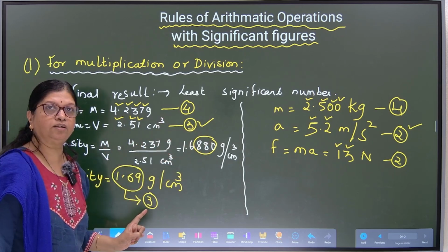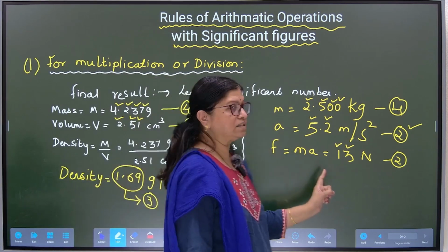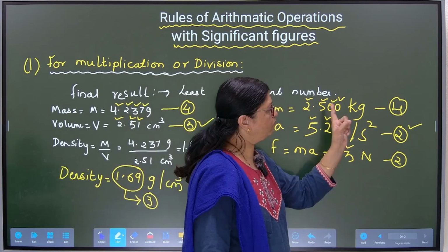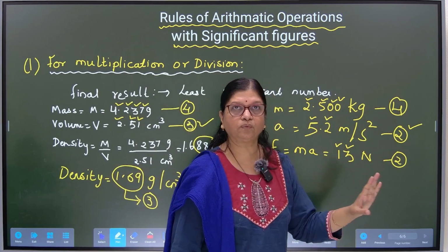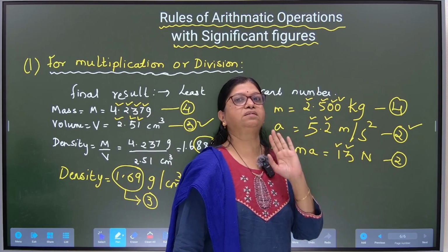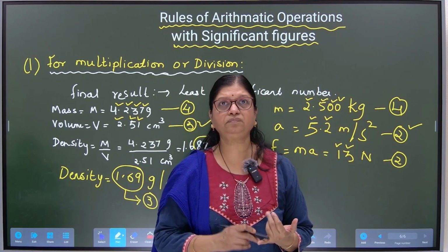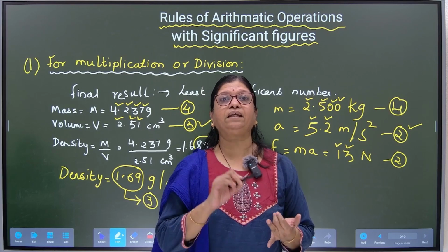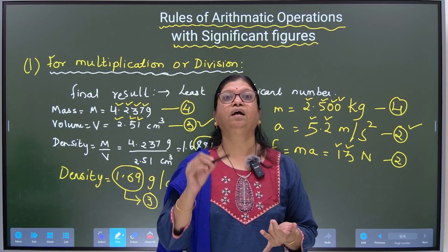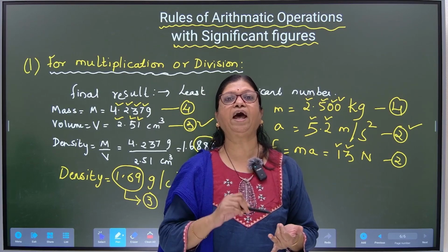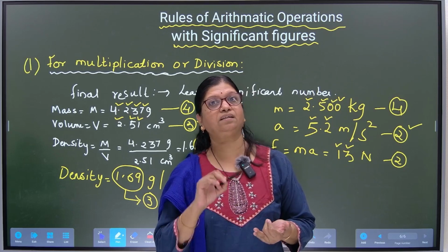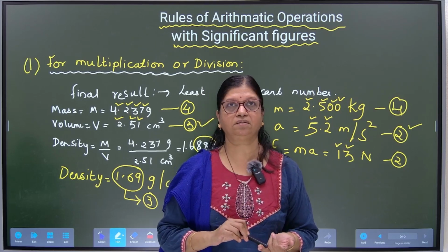So we converted into 3. Here our answer is 2 significant figures. We wanted 2, so we did not round off. We kept it as it is. So whether in the NEET or JEE, there can be questions like find out the value to correct significant figures.